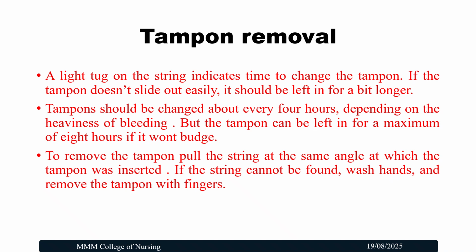The tampon should be changed about every 4 hours depending on the heaviness of bleeding, but it can be left in for a maximum of 8 hours if it won't budge. To remove the tampon, pull the string at the same angle at which the tampon was inserted. If the string cannot be found, wash your hands and remove the tampon with your finger.